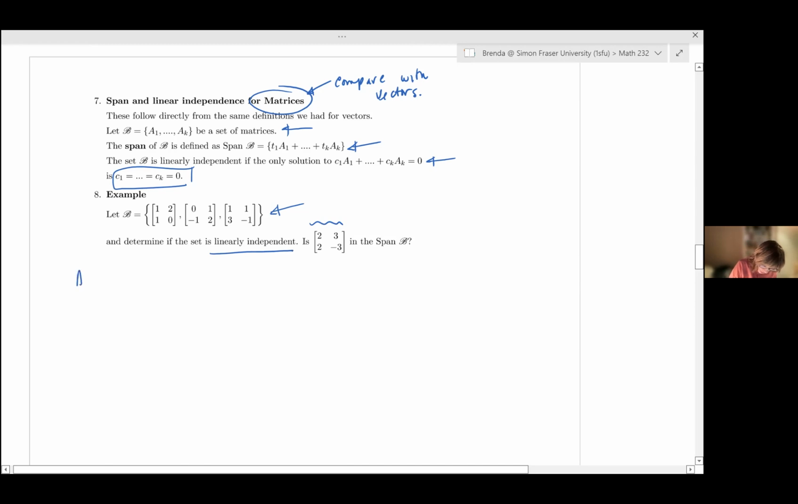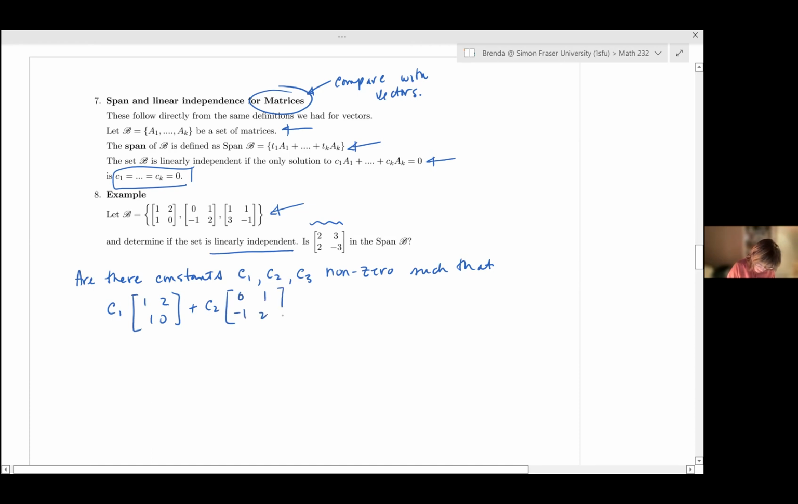We're asking, are there non-zero constants C1, C2, C3 such that C1 times the first matrix plus C2 times the second matrix plus C3 times the third matrix is equal to 0? In this case, 0 is the 0 matrix.